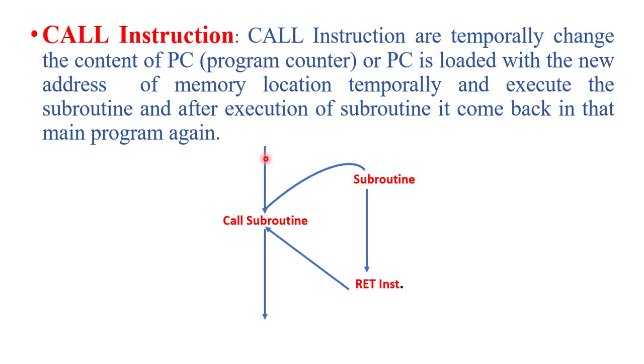So this is the sequence of main program execution. In between the main program execution, if the microcontroller wants to perform some other task, it calls a subroutine. After calling the subroutine, the microcontroller executes it. Subroutines are basically subprograms or short programs, and they always end with the return instruction. When this return instruction comes, the microcontroller executes it and comes back to the main program execution again. So this is called the call instruction.